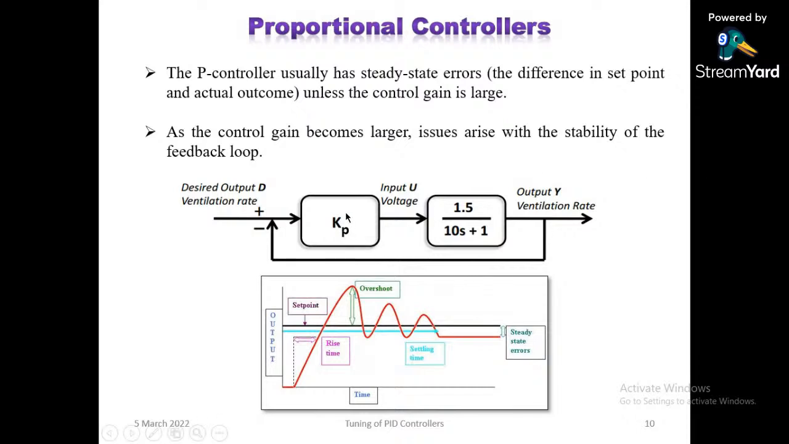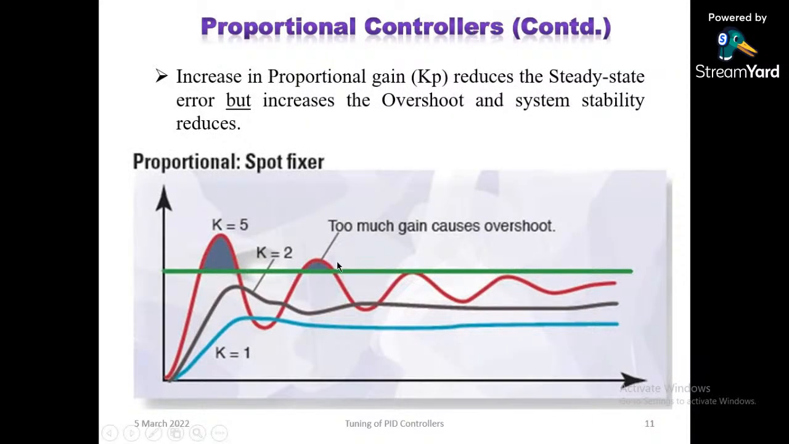You can see here that I have introduced only a proportional controller. This is my plant, right? Now you can see it will give me reduced steady state error, but it will increase the overshoot. Fine. Now see, for different values of k: for k equal to 1, for k equal to 2, that is Kp here, for k equal to 5.